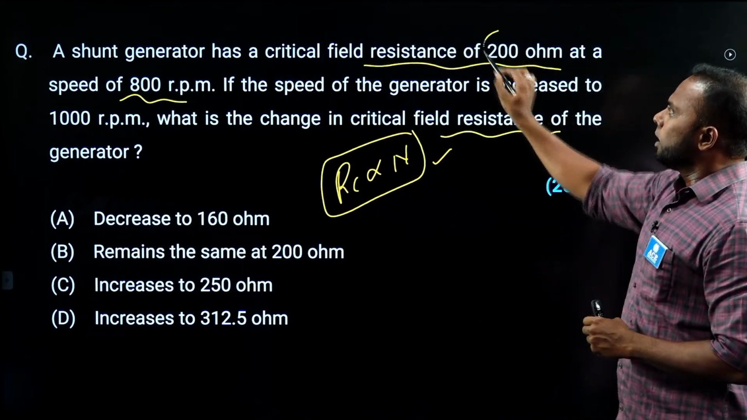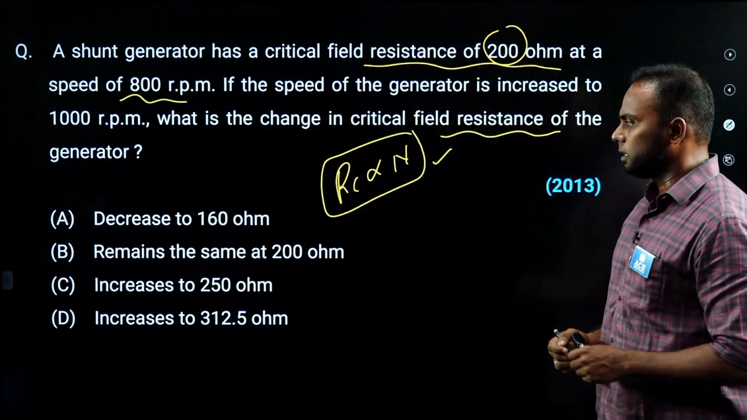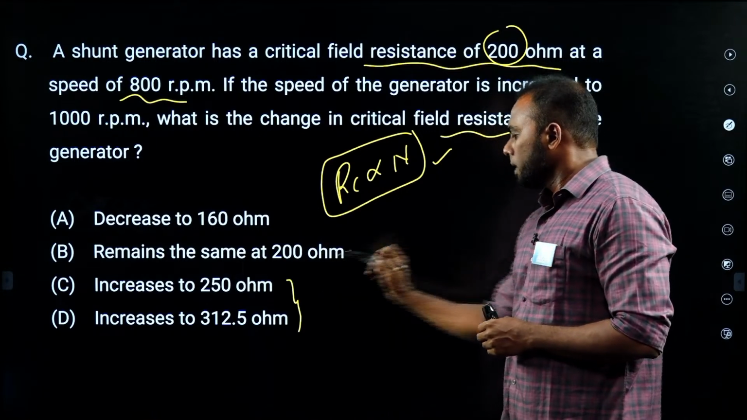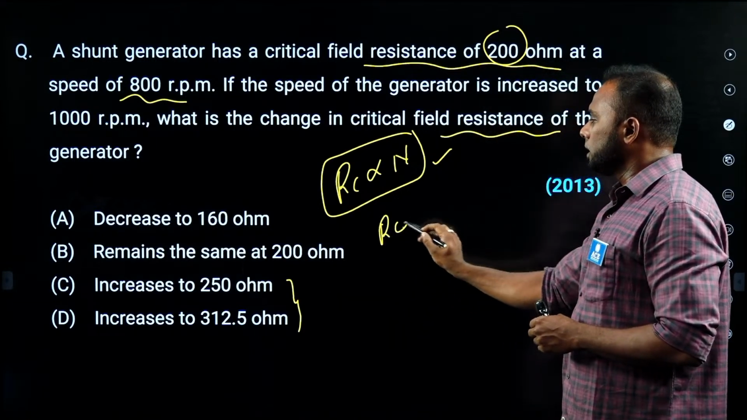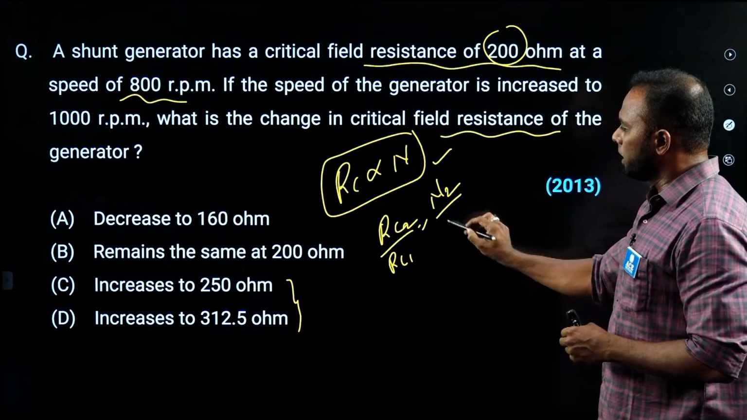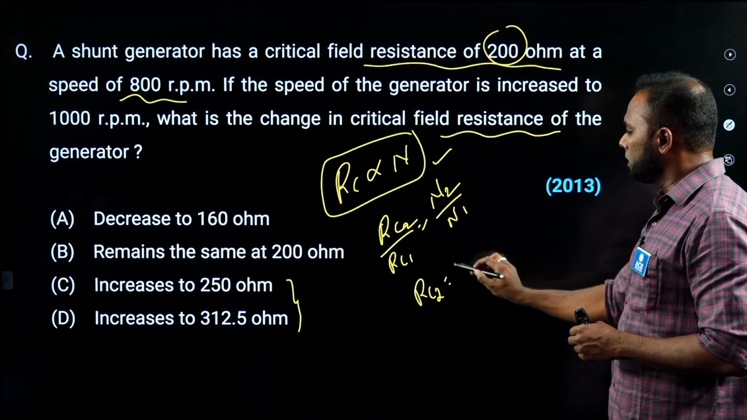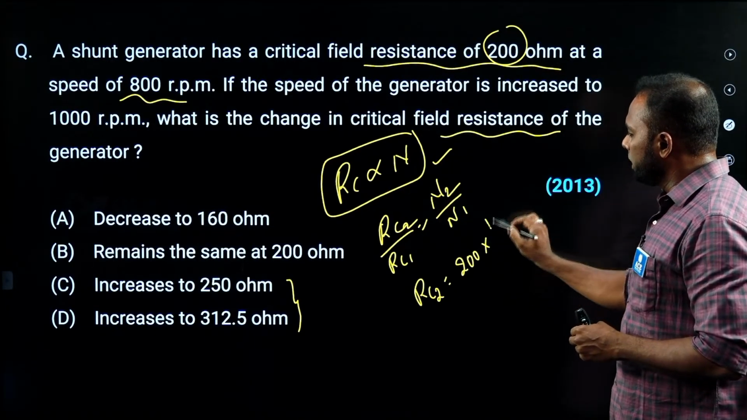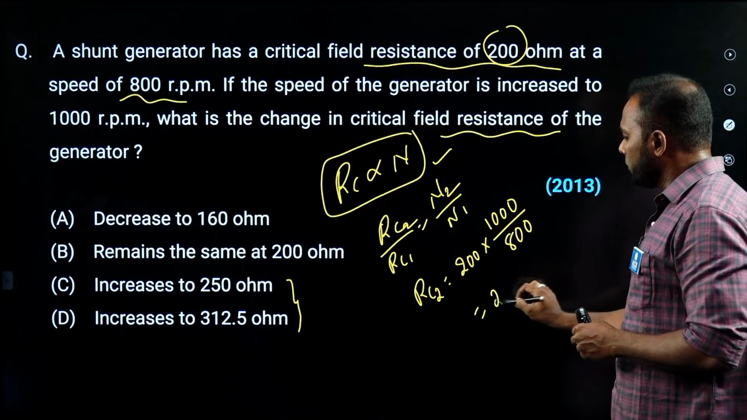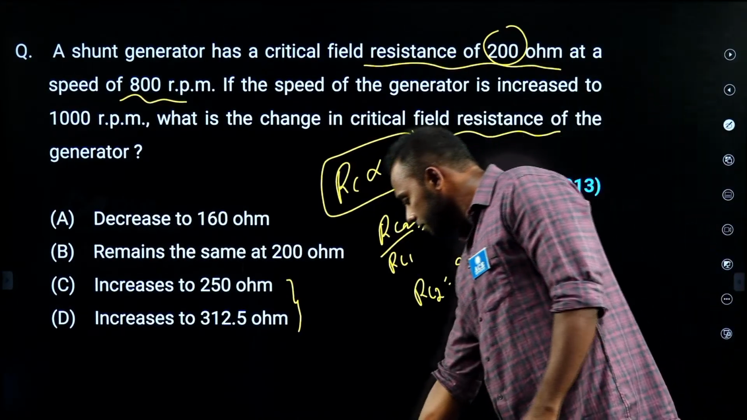So initially it is 200 ohms for 800 RPM. Then if it is 1000 RPM, what is the critical resistance? Definitely more than 200. If you simplify it, RC2 by RC1 equals N2 by N1. Then calculate RC2 equals, what is the initial resistance? 200. Now the new speed is 1000 divided by 800. Then simplify, we get 250 ohms. Okay, 250.